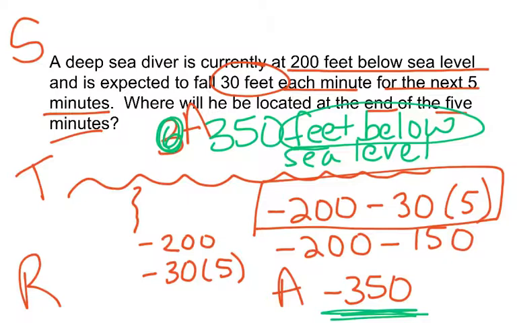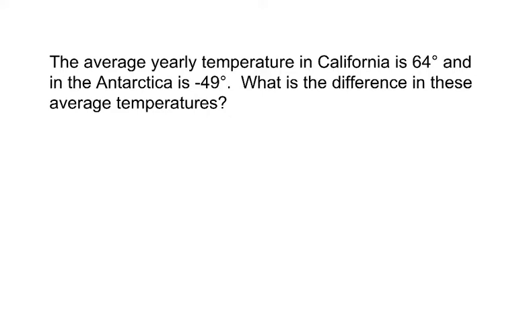Well, if he starts at 200 feet below sea level and is going to drop 30 feet each minute for 5 minutes, so we're going to go down, down, down, down, down. That's going to put him below 250, so negative 350 is below negative 200, so he's going down deeper into the ocean. That is a reasonable answer, and so I'm probably okay with that. I also can double check my calculations to see whether it's reasonable and just review my answer.